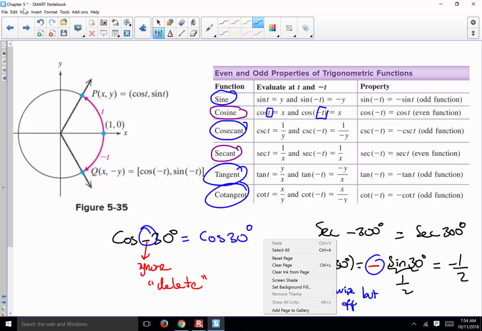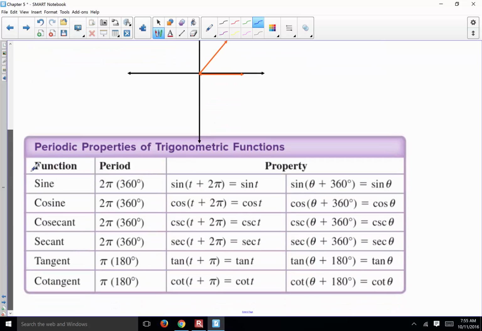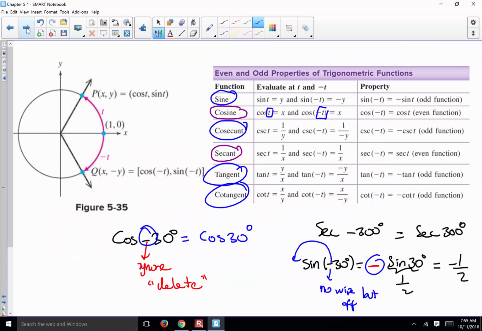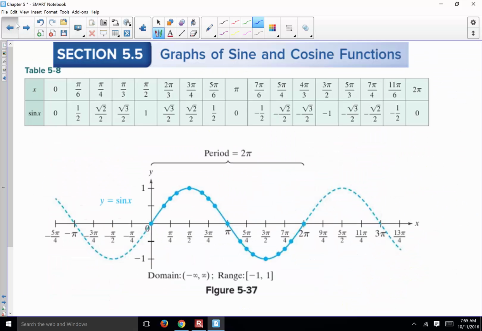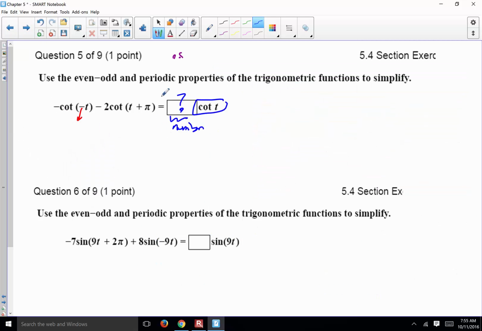Evenness, oddness properties here. And from yesterday, we know that sine, cosine, secant, cosecant have 2 pi period. So when you add 2 pi to their angles, they are still the same, or subtract. Tangent, however, and cotangent as well, have only pi period. Make use of them to simplify this guy into one cotangent.